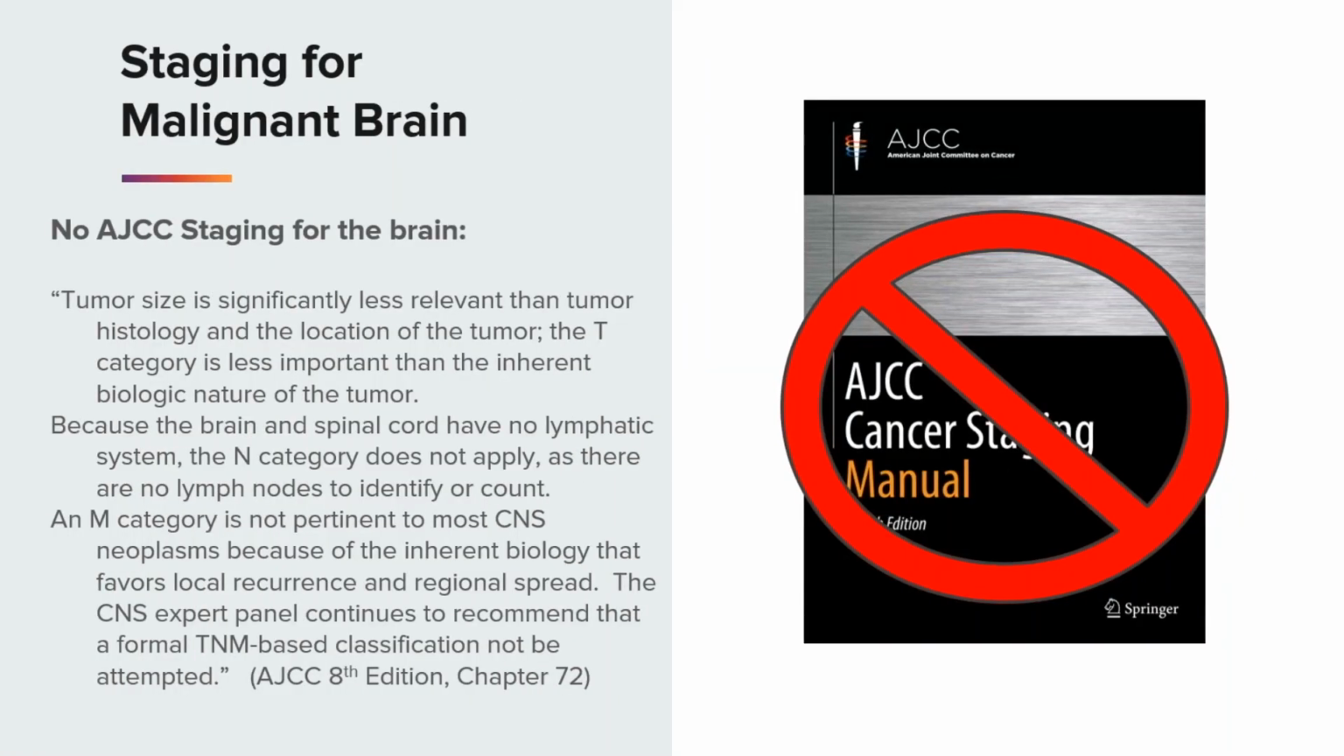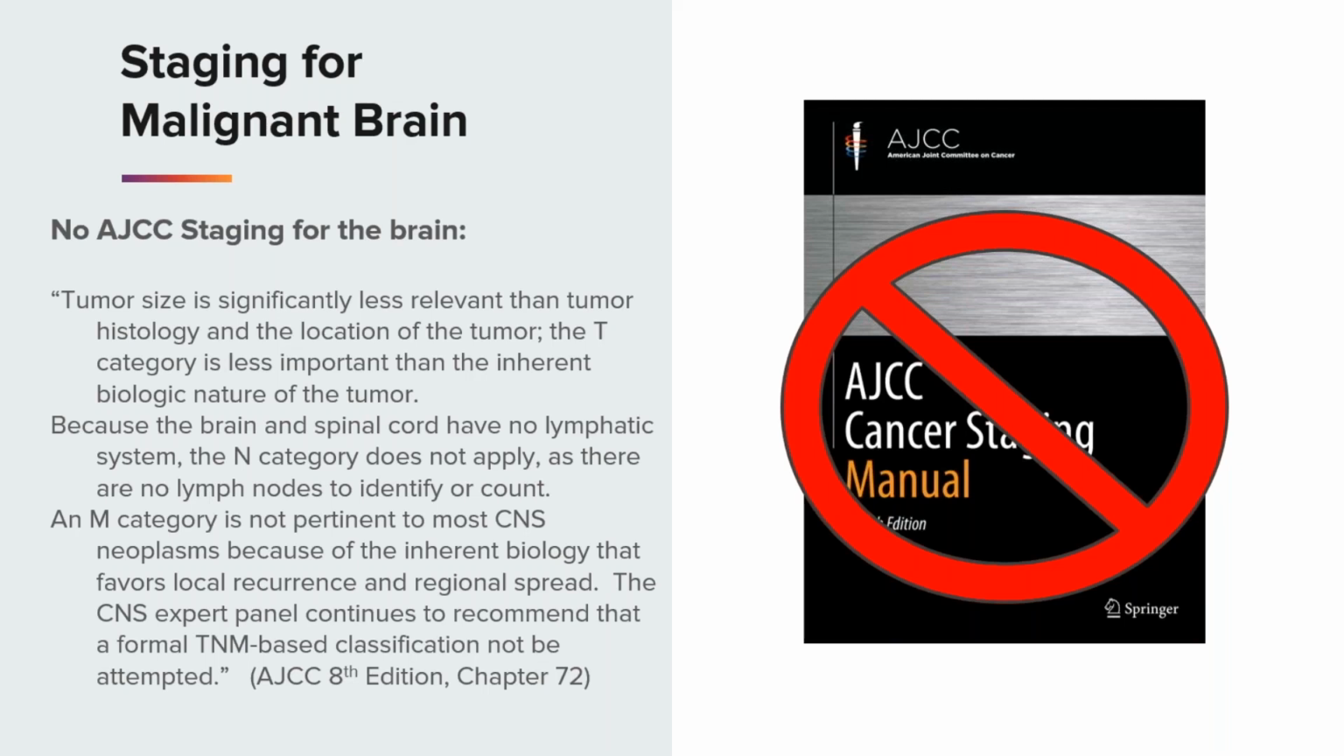So staging for malignant brain for AJCC. There is no staging for the brain. The tumor size is significantly less relevant than tumor histology and the location of the tumor. So the T category is less important than the inherent biologic nature of the tumor. Because the brain and spinal cord have no lymphatic system, the N category does not apply, as there are no lymph nodes to identify or count. And then an M category is not pertinent to most CNS neoplasms because of the inherent biology that favors local recurrence and regional spread. As we mentioned, it rarely metastasizes.